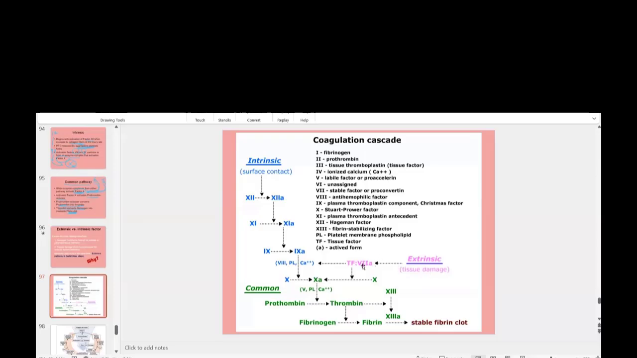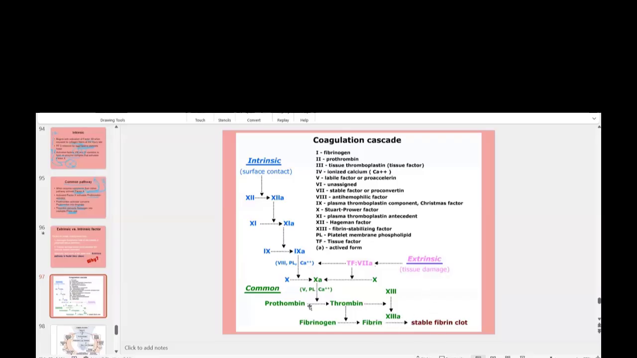Look at extrinsic, the tissue damage. You'll see 7A and tissue factor coming in this pathway. Factor 3, factor 7 comes to factor 10. Right over here, 10 is converted into 10A. If you come through the intrinsic pathway, 10 is also converted into 10A. That means they are activated. In the presence of factor 5, platelet factors and calcium, prothrombin is converted into thrombin, and then thrombin converts fibrinogen into fibrin. Finally, 13 is converted into 13A, and it helps fibrin become a stable fibrin clot.